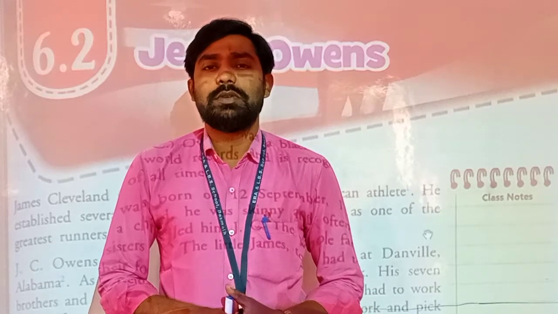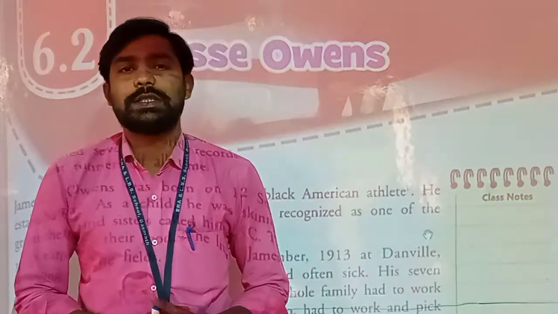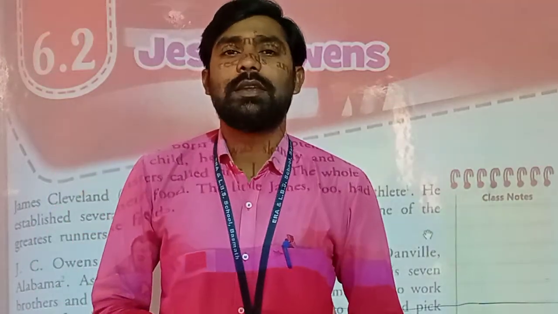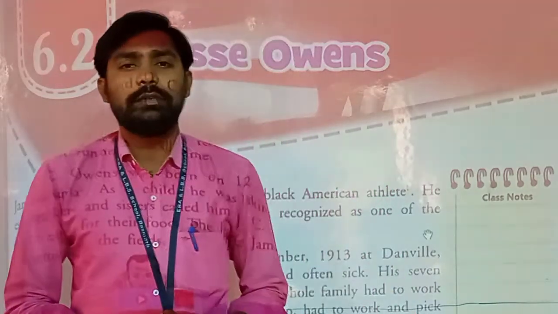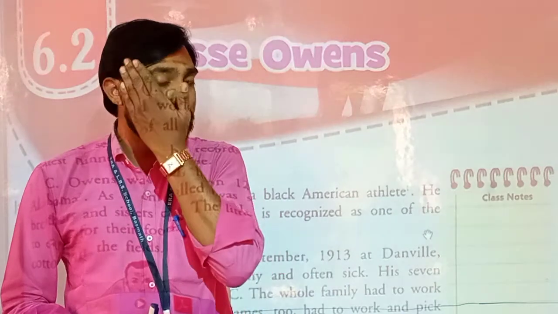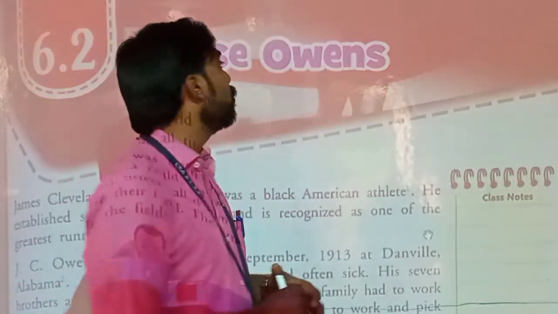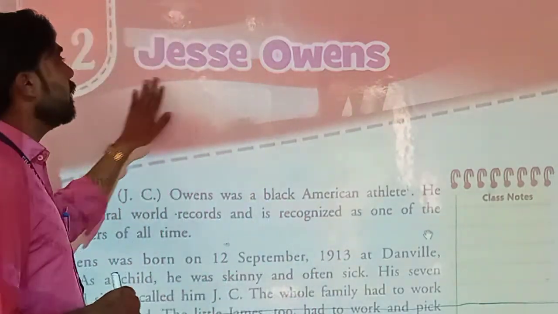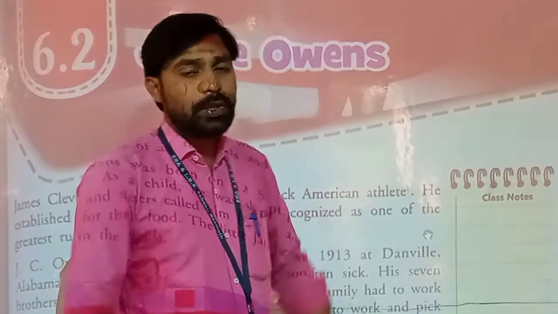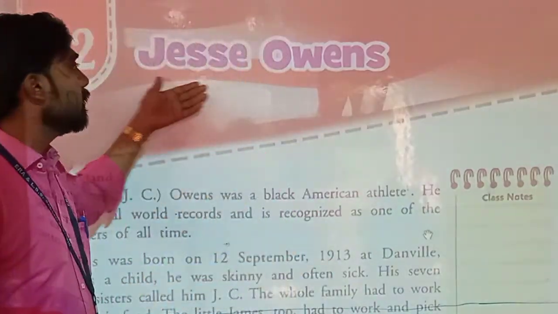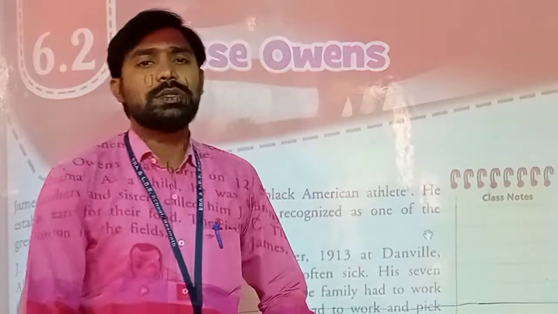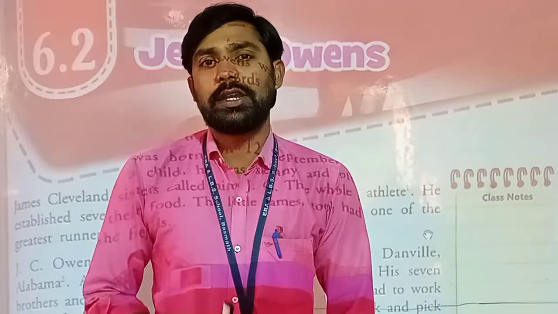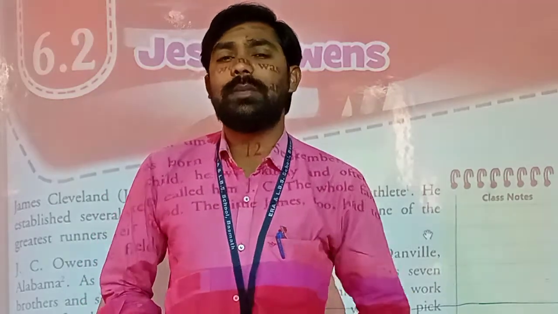Students, in our previous video we finished our lesson 6.1, the Battle of Waterloo. And today we have to start the next lesson, 6.2, Jesse Owens. Okay. So students, this is Jesse Owens. He is one athlete, one player. He was American, African American. So let's read about it.